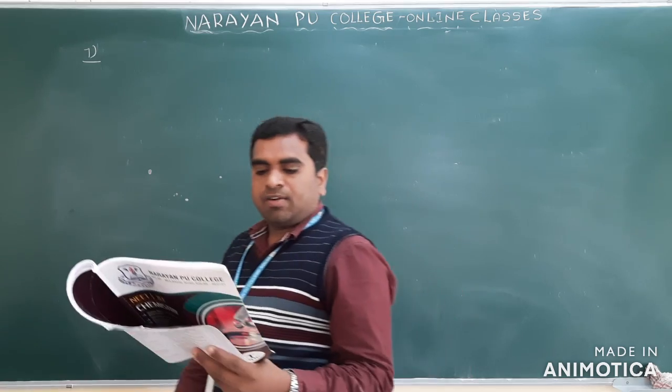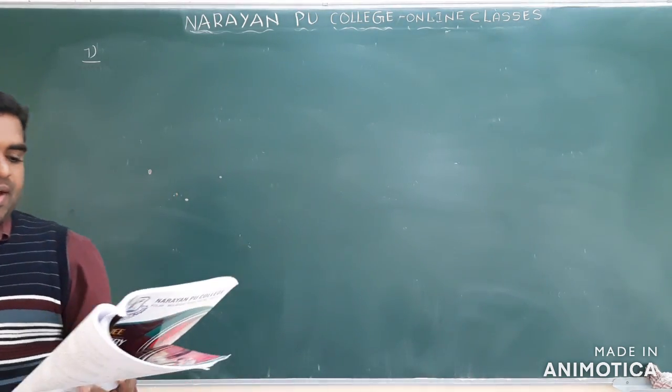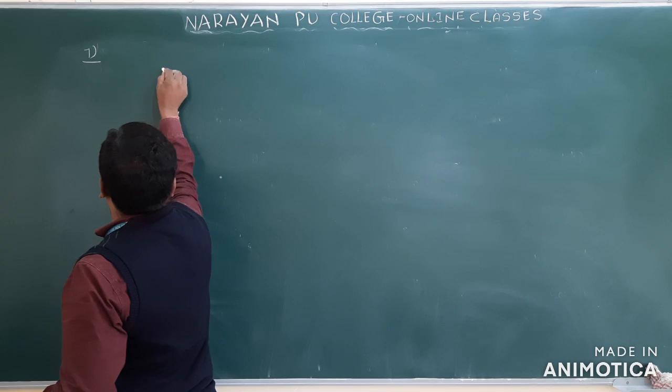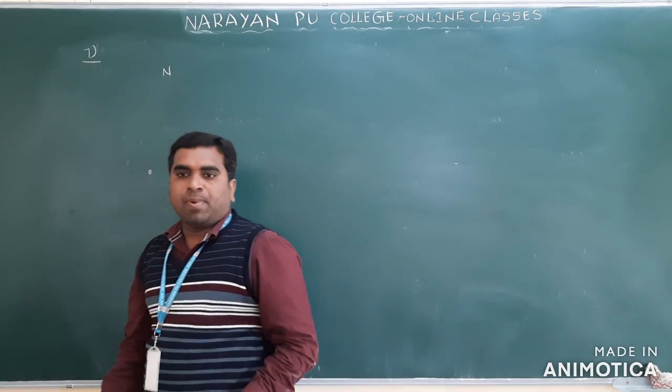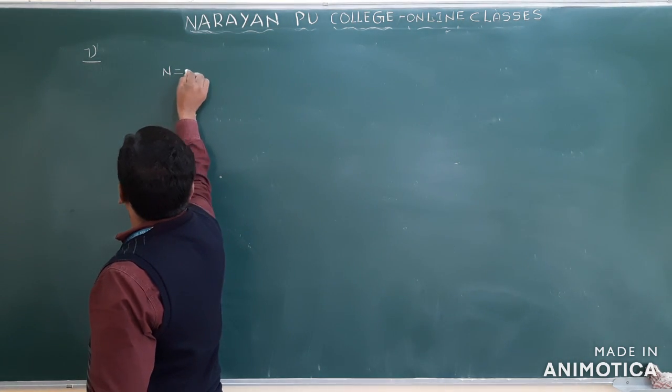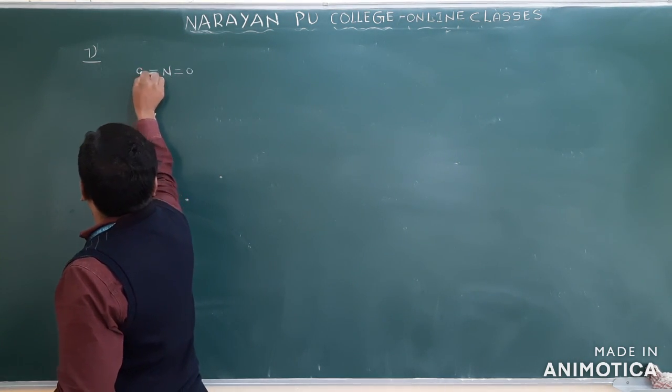Next, arrange the following in the order of decreasing NO bond lengths. First one they have given is NO2 plus. So this is the structure of NO2 plus.